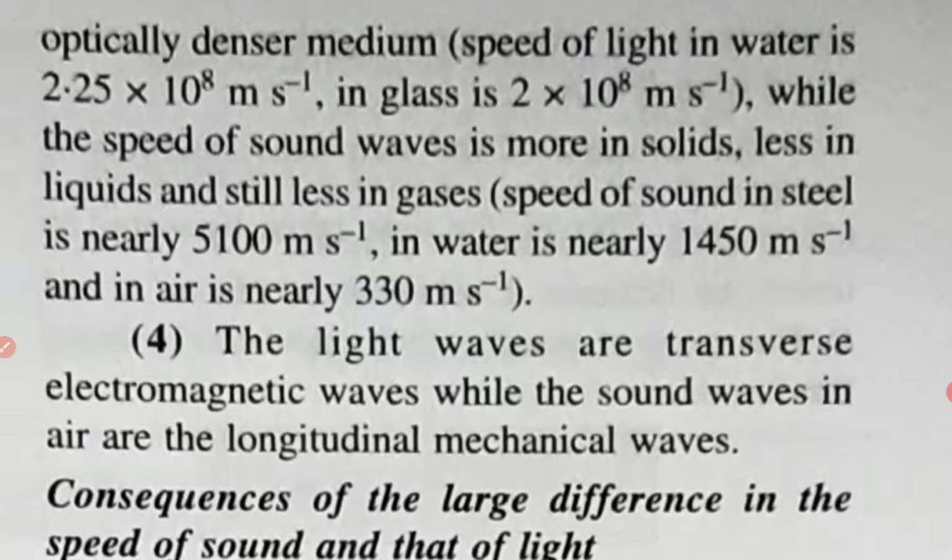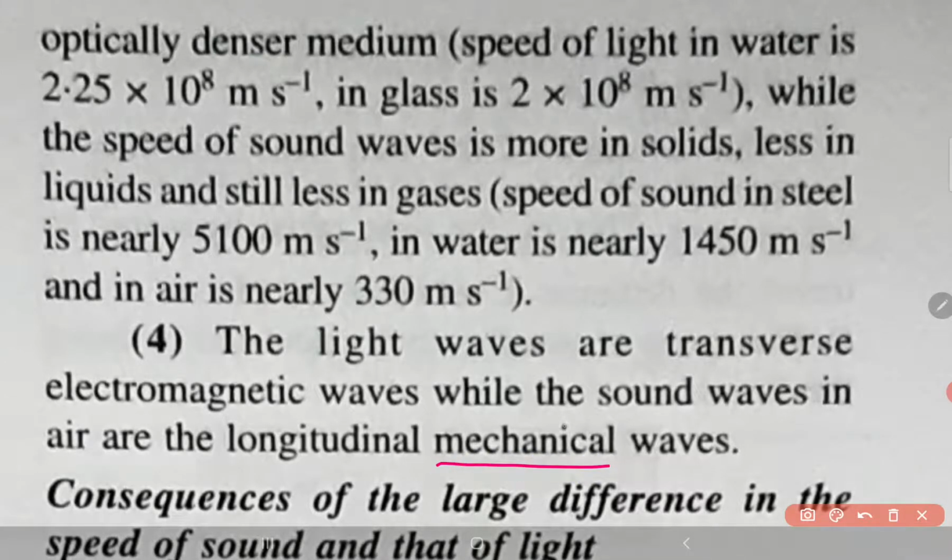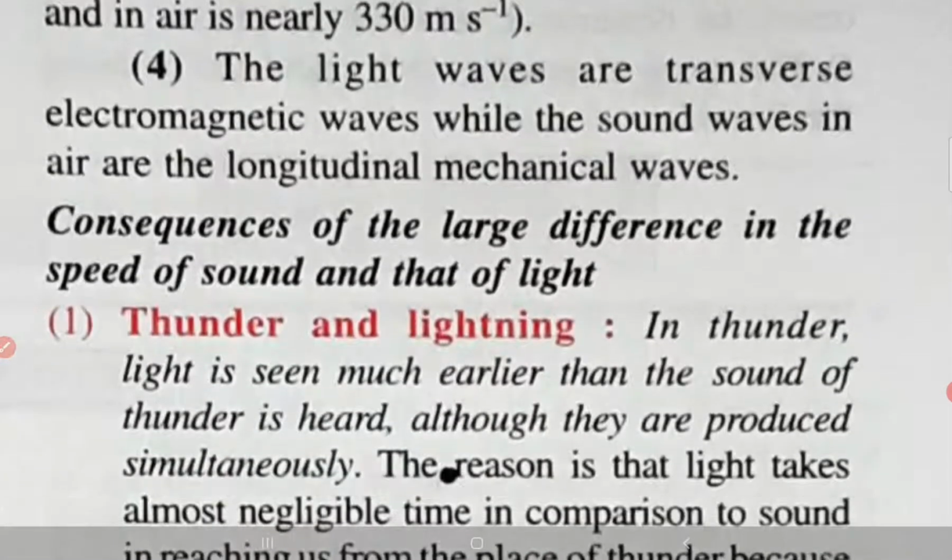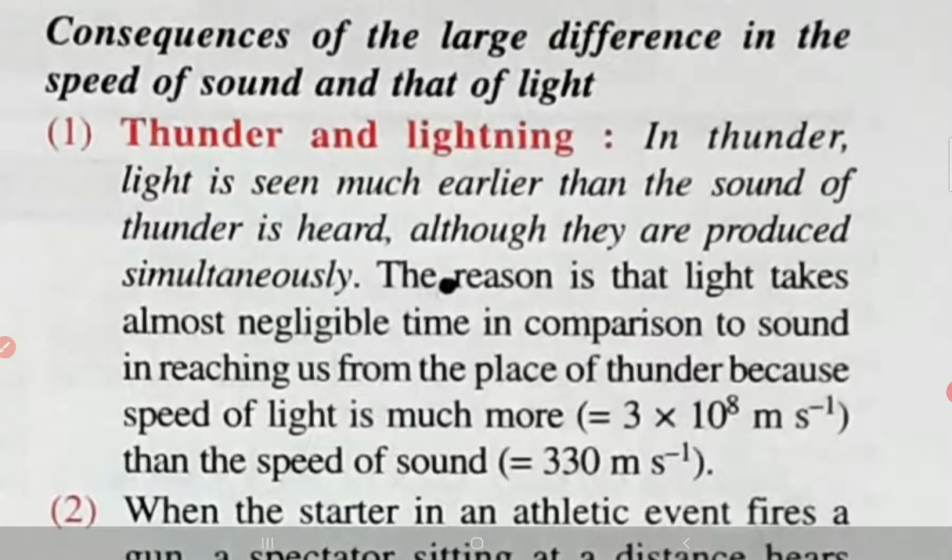Now 4, light waves are transverse electromagnetic waves. They are transverse waves, and they are electromagnetic waves, whereas sound waves in air are longitudinal mechanical waves. Another word for mechanical is elastic, elastic waves, because they require a material medium to travel, and the medium must be elastic in nature. By this time you know this factor, elasticity, plays a very vital role in the speed of sound.